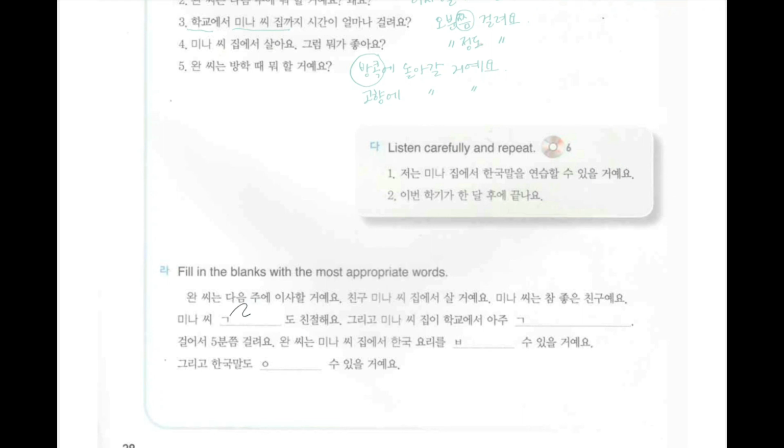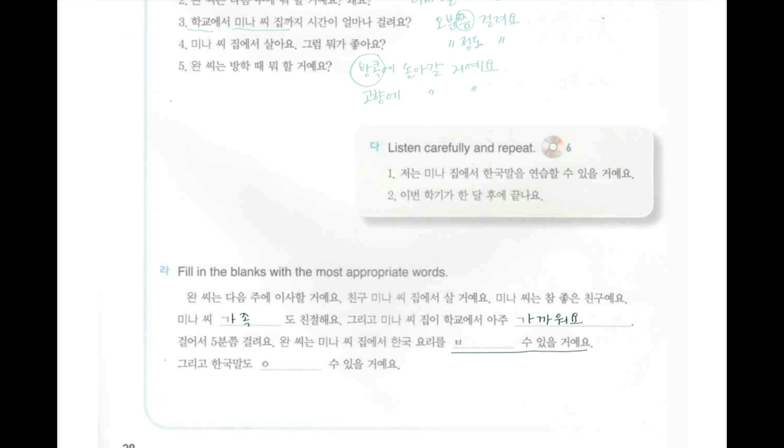그래서 it starts with 기억, 기억으로 시작해요. 그래서 가족도 친절해요. 그리고 미나 씨 집이 학교에서 아주 Mina's house from school very close, wasn't it? 가까워요. 걸어서 5분쯤 걸려요. It takes about 5 minutes by foot. 완 씨는 미나 씨 집에서 한국 요리를 배워요. So what was it? Will be able to learn, wasn't it?